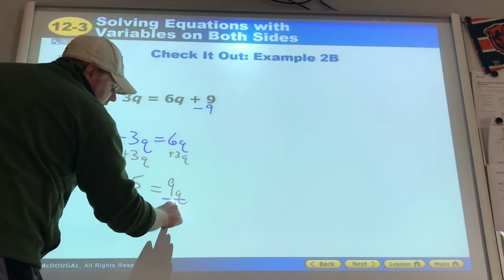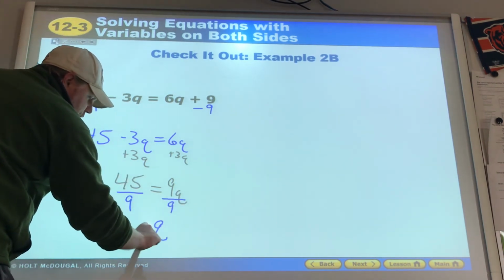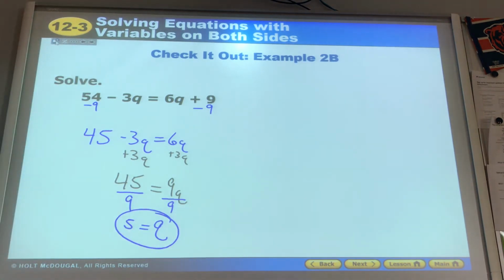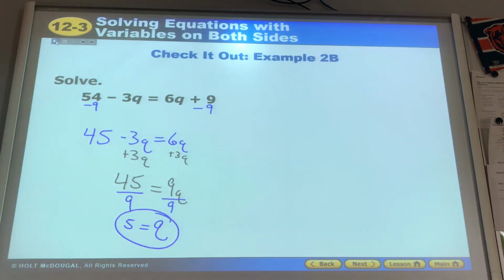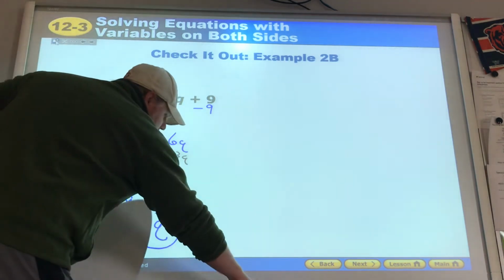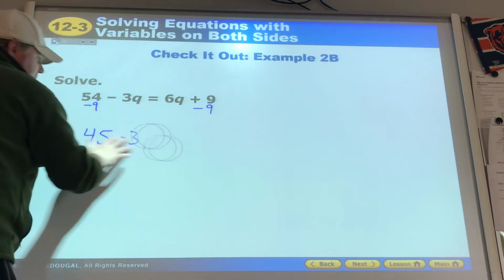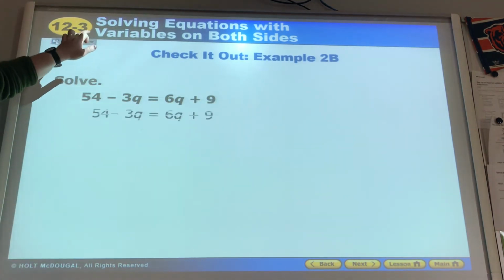We are now ready to divide by 9. Q equals 5. It should work out just the same as theirs. They like to focus on the variable ones first. Okay? We're doing nothing different or extra. It's just we have steps prior to what we've been doing.